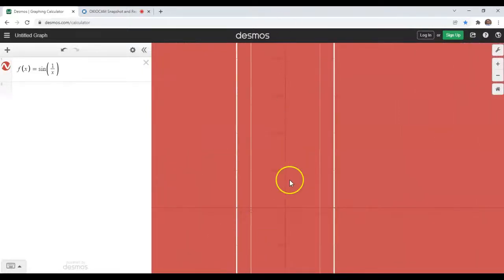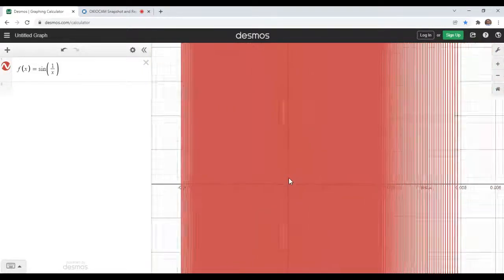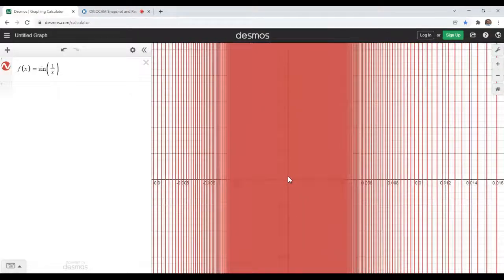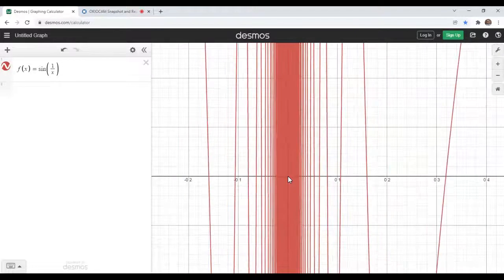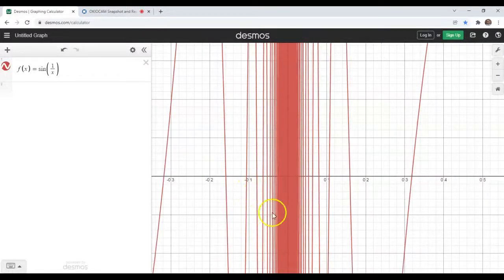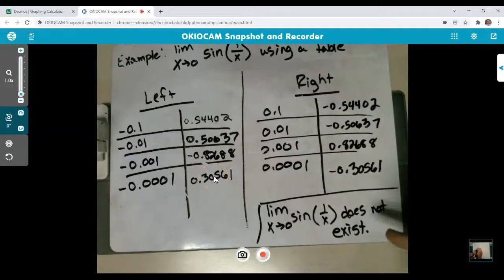It's going up and down, up and down. So as x approaches 0, I'm not approaching a single value of y, right? Because it's going up and down, up and down. I'm not getting close to one point. And so that's why that makes sense here, because I do not approach one single point.